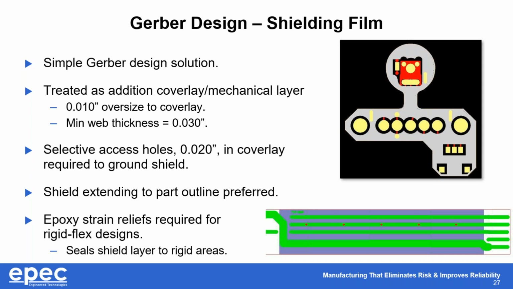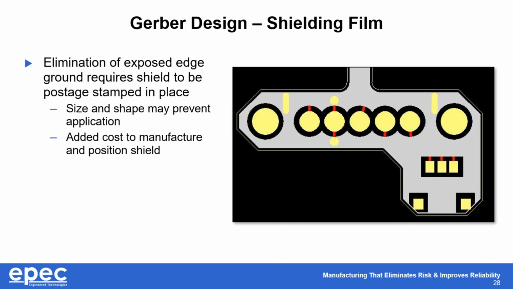As I displayed earlier on, in a rigid flex design, the shielding film is applied only to the flexed areas, and epoxy strain reliefs are then necessary at the transition from the flex to the rigid areas, wherever the shields are applied, in order to create a complete seal in those areas.